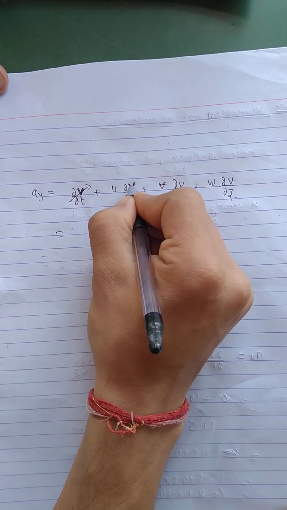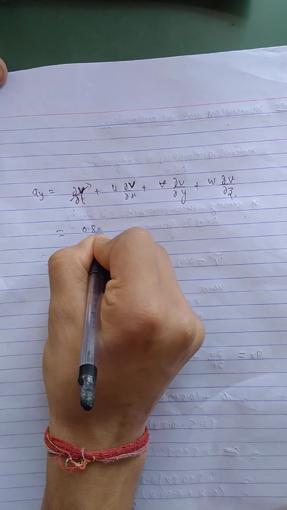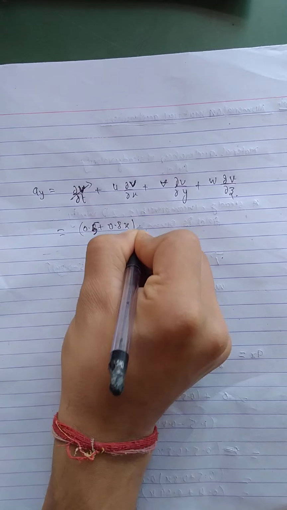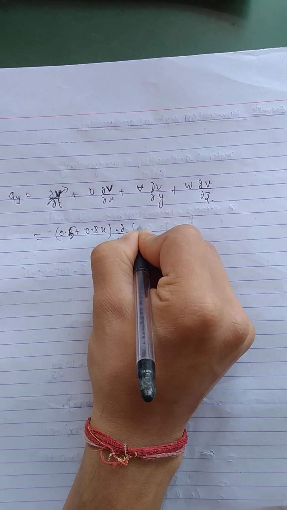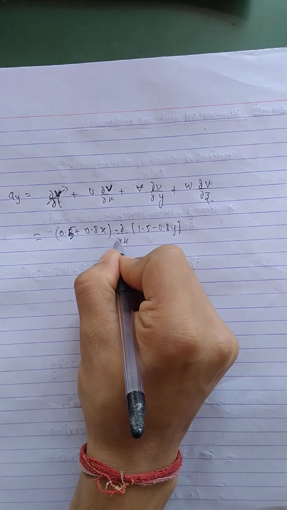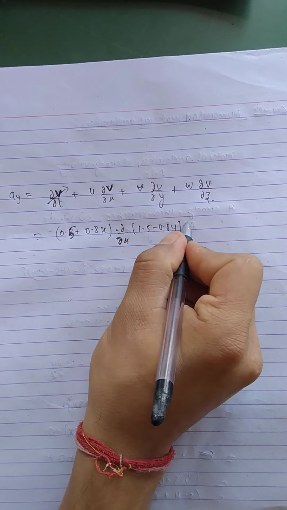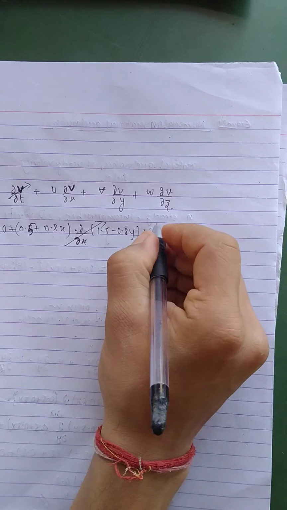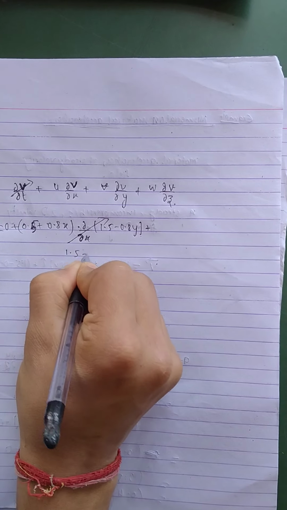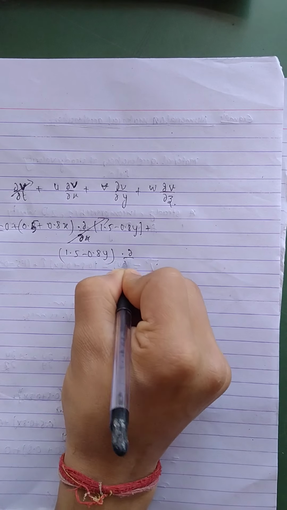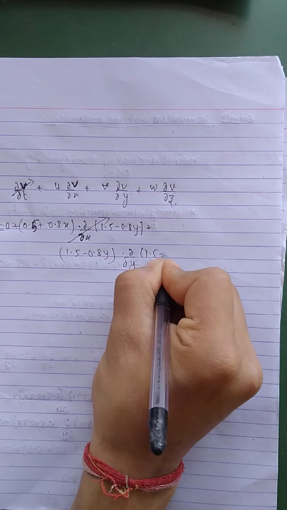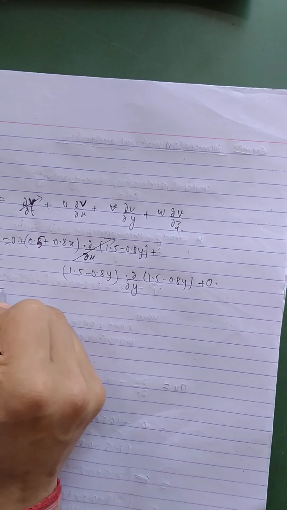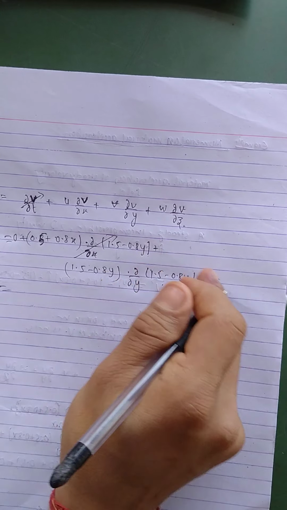So u is (0.5 + 0.8x), into the derivative of v with respect to x, where v is (1.5 - 0.8y). There is no x term, so it becomes 0. Now v, (1.5 - 0.8y), into the derivative with respect to y, plus there is no term in w, so it becomes 0. So it is 0 already, and now only the v term remains.